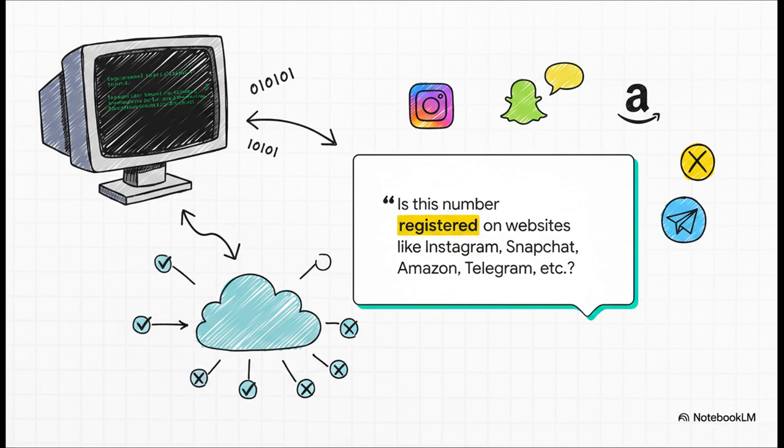It operates as a command line interface, or CLI tool. That just means there are no fancy buttons or graphics. You're basically just typing text commands into a dark terminal screen. And the core question this tool is designed to blast out to the internet is super simple. Is this number registered on websites like Instagram, Snapchat, Amazon, Telegram, and so on? It just fires off this question to dozens of major services and reads the publicly accessible responses.